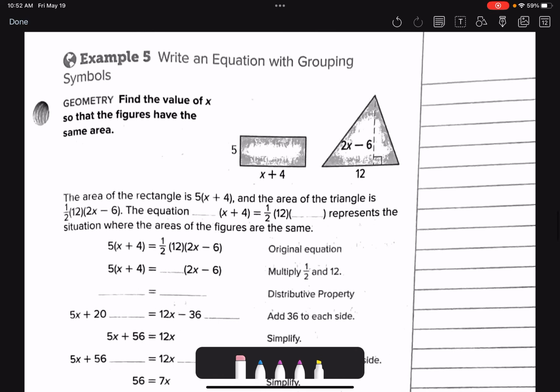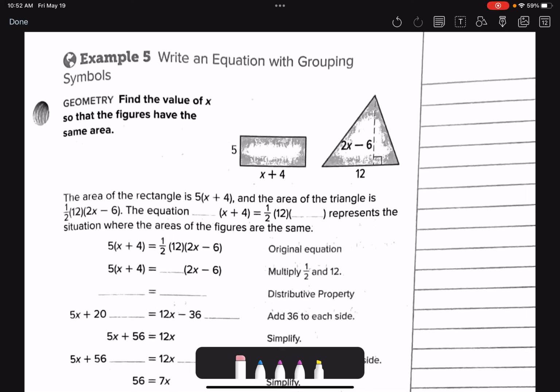We are working on 2.4 example 5. And I love example 5 because this is actually geometry and it's kind of similar to the types of problems you guys are going to see next year when you're in geometry, where you have these shapes and you have to figure out area and perimeter and determine what x's are based on those formulas.